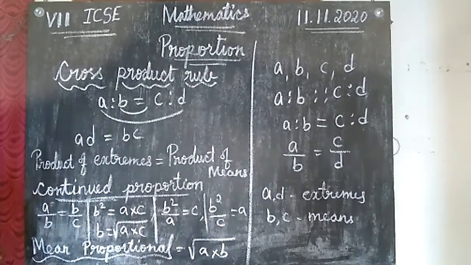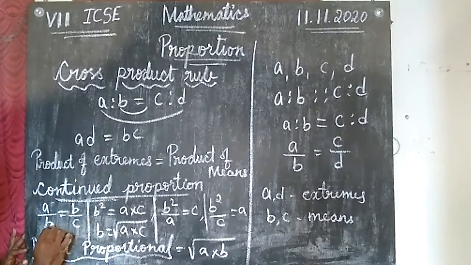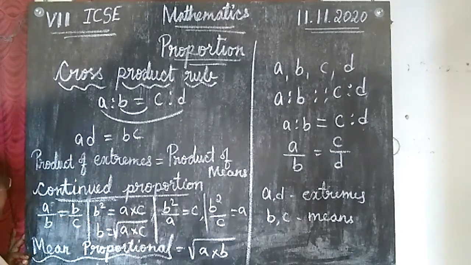So here A by B. Here B is continued as the third term. So A by B is equal to B by C. We multiply B into B, B square, equal to A into C. B square is equal to A multiplied by C.